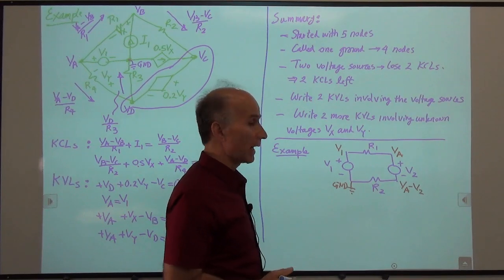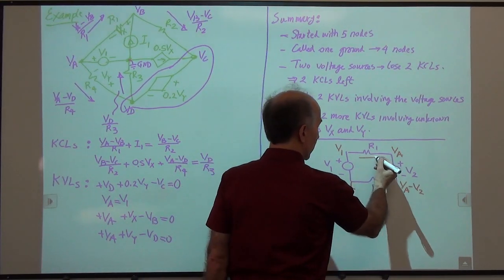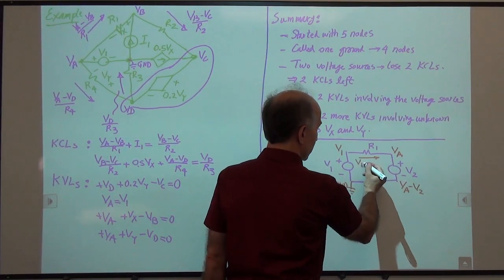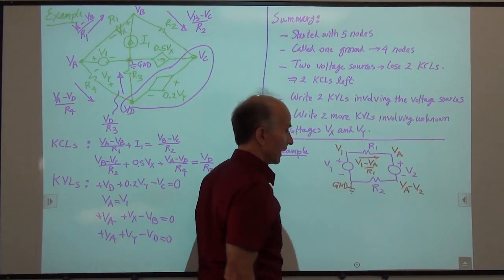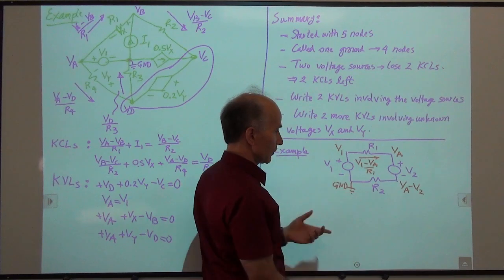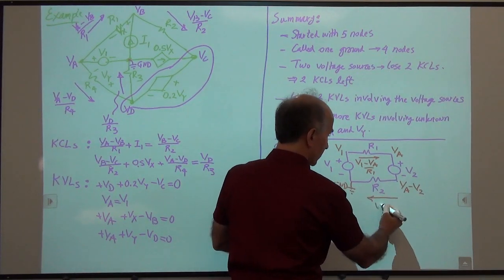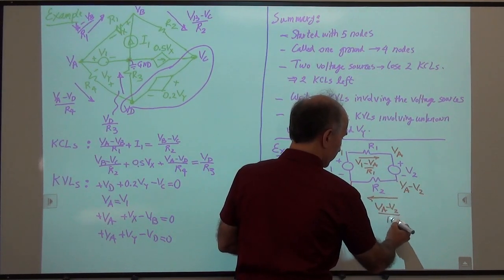Okay, so now we go ahead and write the currents. How much is the current through this branch? V1 minus VA over R1. V1 minus VA over R1. And how much is the current through this branch? For example, going from this side, this voltage minus ground, VA minus V2 over R2.